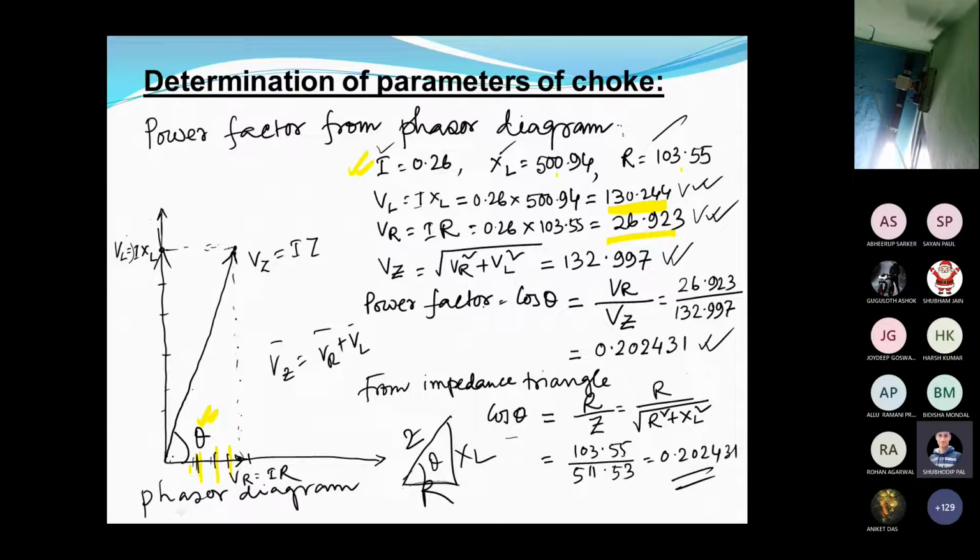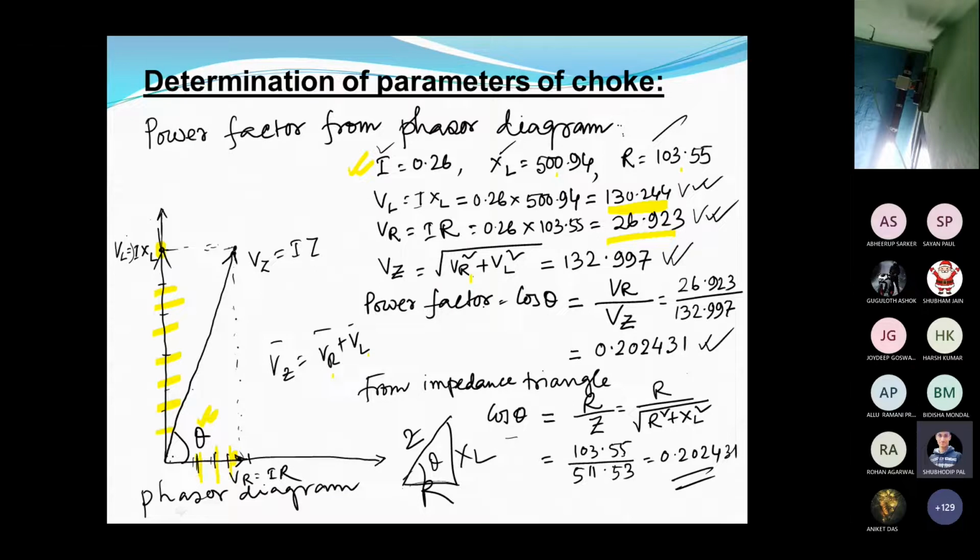VR is along the x-axis because VR is in the same direction as the current, since it is a resistive element, and VL is at 90 degrees. Again, 130 means you have to note how many units, because 1 unit is 10. So there you will have the voltage point. Accordingly you got this. Now you find this VR plus VL. You draw this one. So how will you calculate VZ? Root of VR square plus VL square, which is 132 that you are getting.